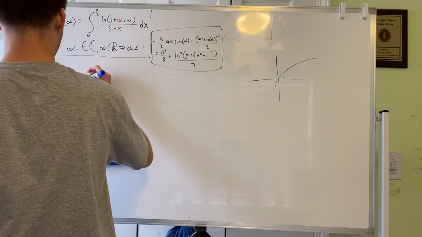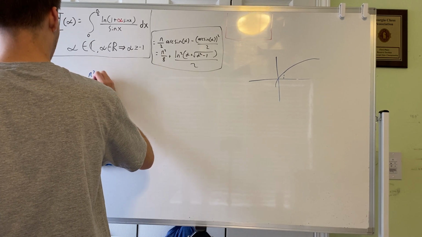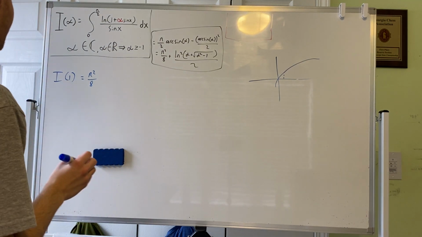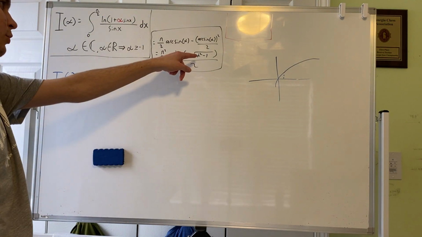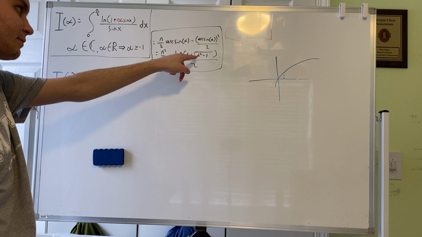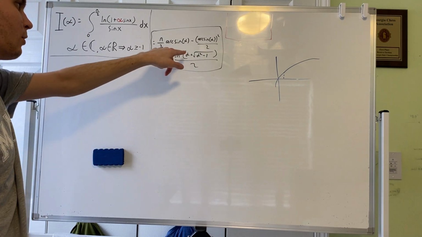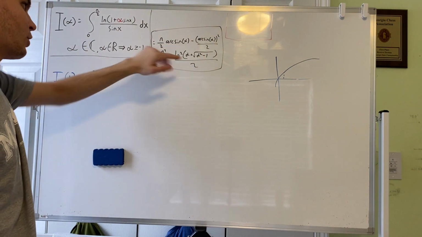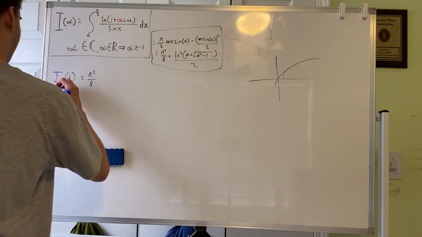So I of 1, when alpha is equal to 1, our integral becomes pi squared over 8, which should be obvious if you plug in 1 here as well, because this would make the square root 0, and you have ln 1, which is 0. So this term vanishes, and you get pi squared by 8.